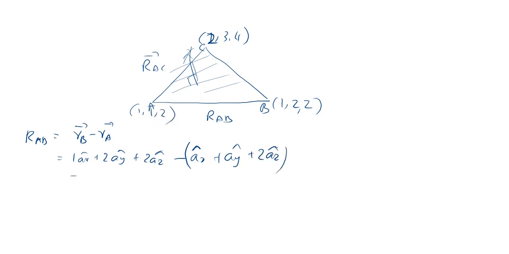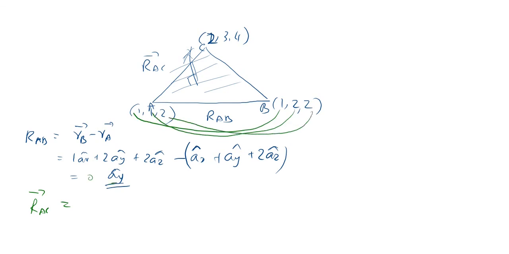So you will get 1 minus 1, 0, 2 minus 1 will be ay cap, plus 2 minus 2 will be 0. So it will be ay cap alone. So this is about the case of RAB. So similarly, can we write for RAC? So what is vector RAC? So RAC, see here, what I got is the difference between these two: 1 minus 1, that is 0, and 2 minus 1, that is 1 ay, and 2 minus 2, that is 0.